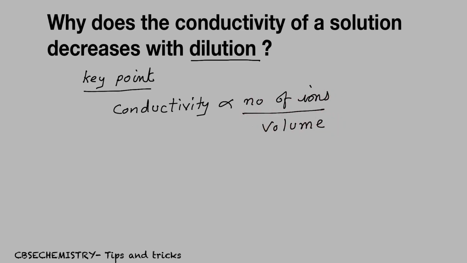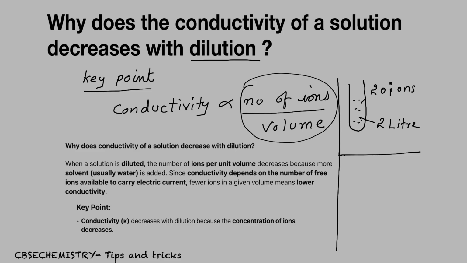Now what are we doing here? Dilution. Dilution means what? Adding water. On adding water, what happens to volume? Volume definitely increases, right? And if volume increases, what happens to conductivity? Conductivity definitely decreases. Why? If the denominator increases, the quotient decreases. Correct? So if volume increases, conductivity decreases.